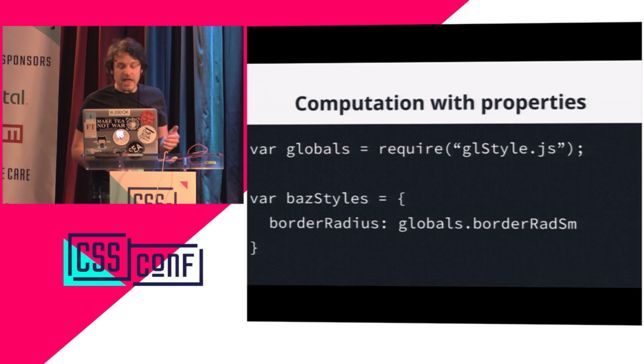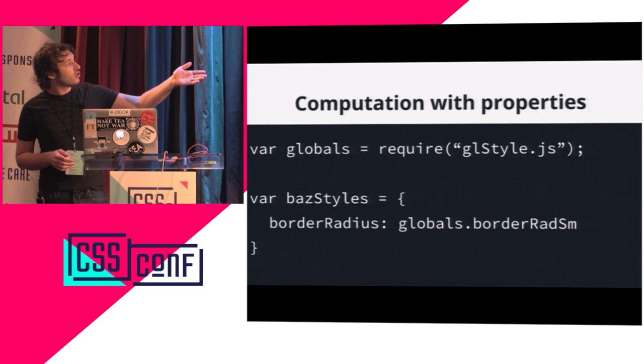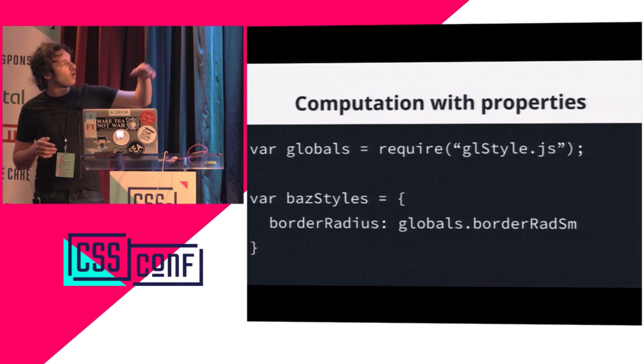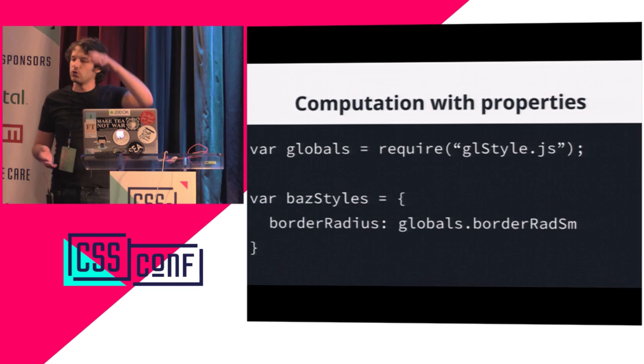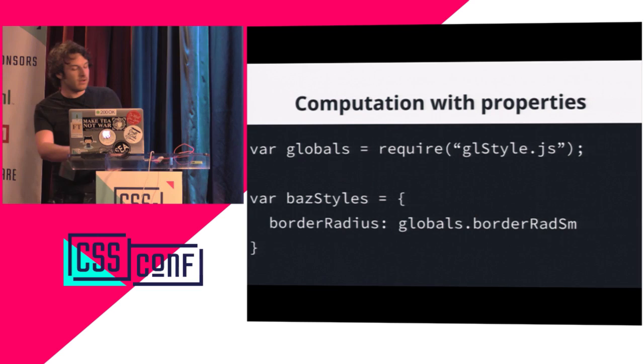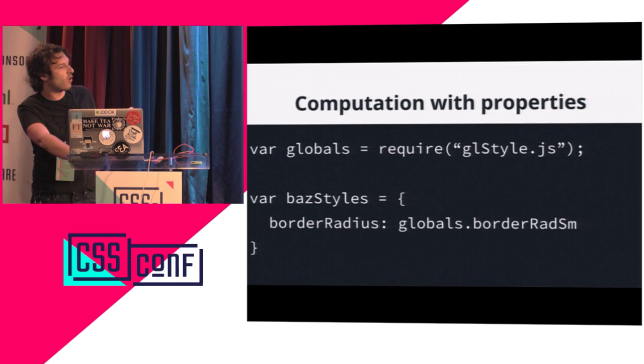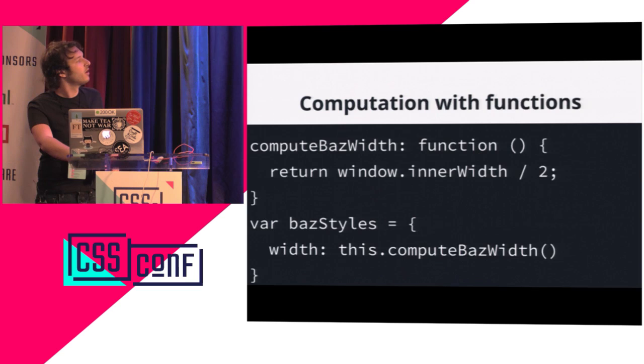If you're using computation, we're talking computation with properties, right? If a property changes, or if you re-render, you're going back to check some property. You can require a JavaScript module, and globals dot border radius small, and this is just a big file, a big object. Just like you would have your SAS variables, you would have a big object of JavaScript variables, and you could recompute them. You could change them anytime, not just when you compile. You can do that anytime if you're using JavaScript.